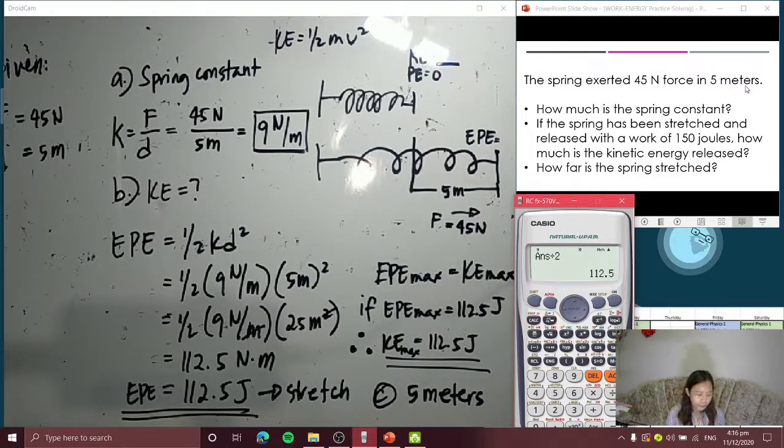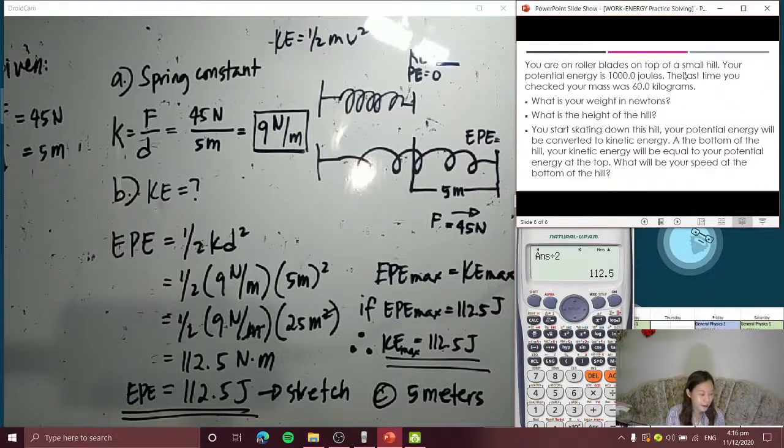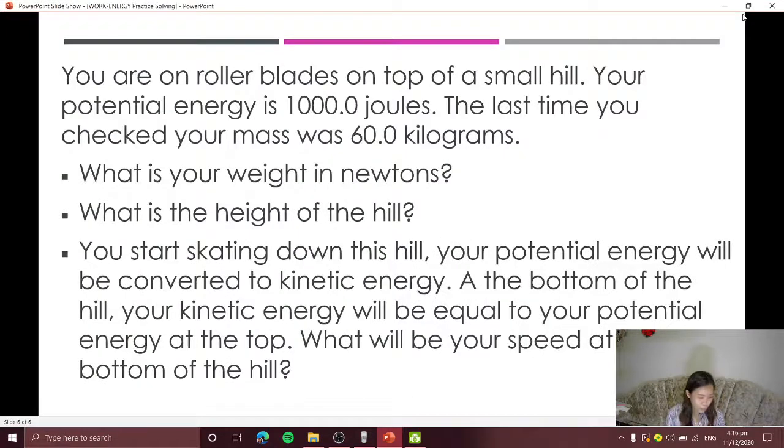Okay. So now, for our last problem, let us have it here. Okay, so you are on a roller coaster. You are on rollerblades on top of a hill. Your potential energy is 1,000 joules. And the last time you checked, your mass was 60 kilograms. Now, the question there is, what is your weight in newtons?